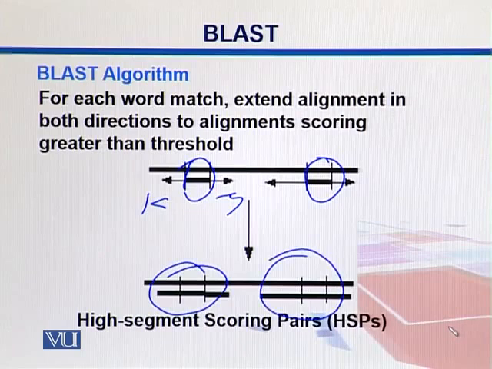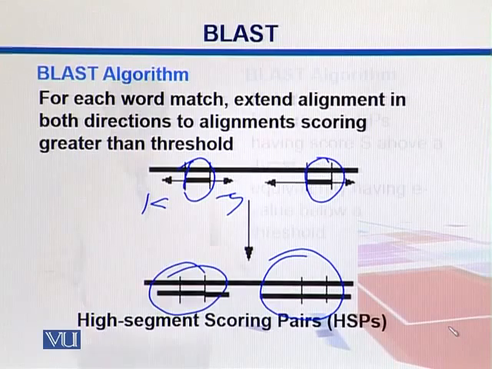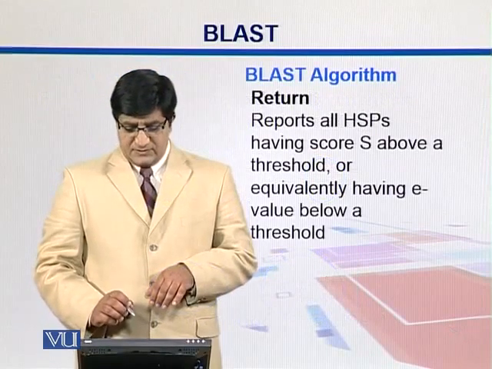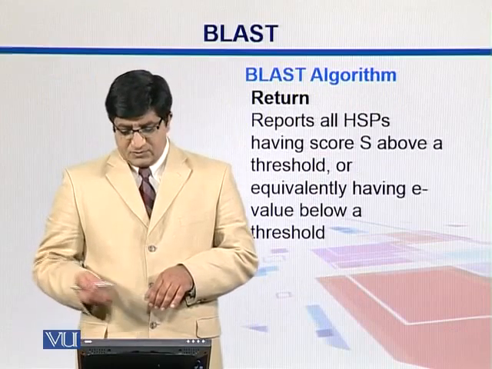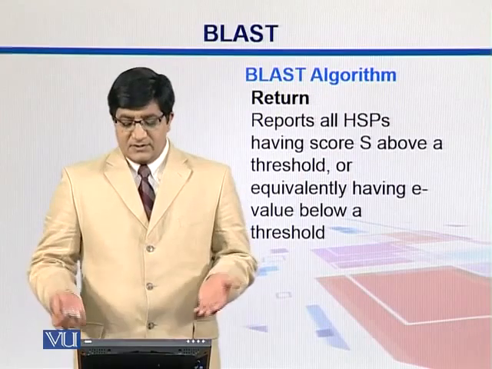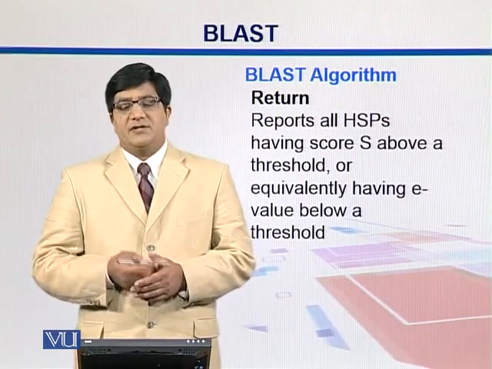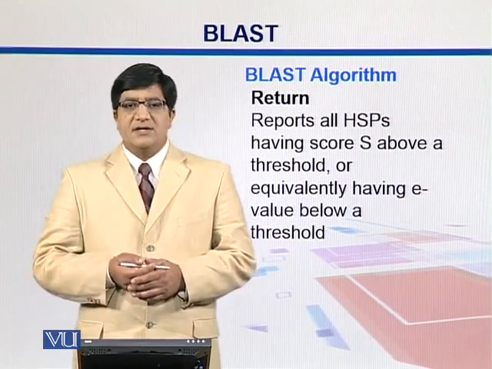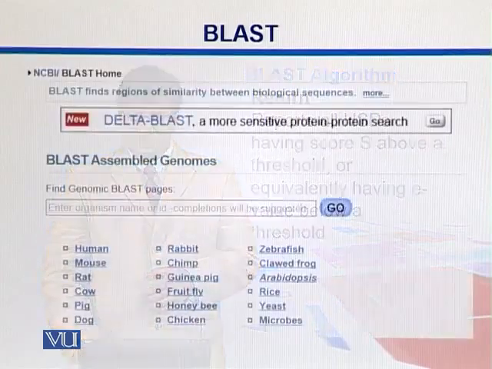So in this way, we took a query sequence, and we get these high scoring segments within that, and then their pairs with all the segments within the database, and then BLAST returns the HSPs that have a score above a threshold, or e-values less than some given threshold e-value. We'll talk about e-value and scoring scheme in a later section.